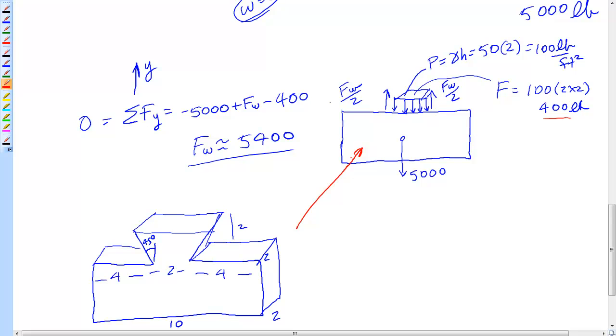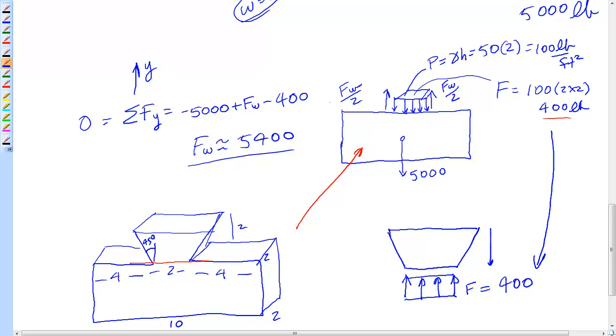But yet, you see something's different. Let's look at the top member alone, and do a free body diagram on it. I sliced it right across there, and this time I'm looking at the top member. First of all, I've got a load across the bottom. The total force is that 400 pounds. Why? Because it's still 2 feet deep.